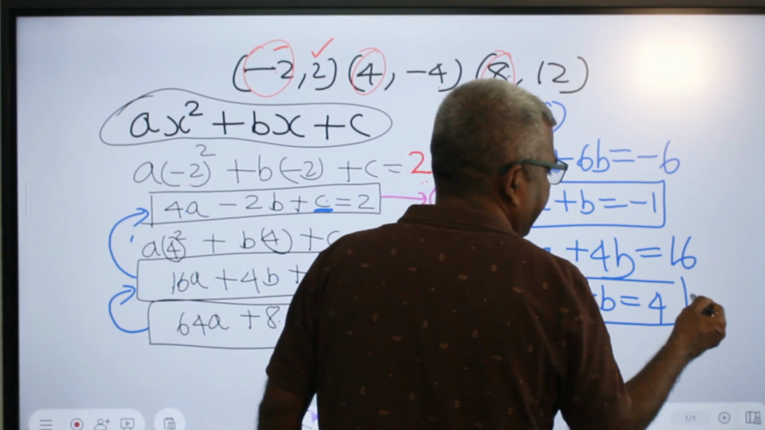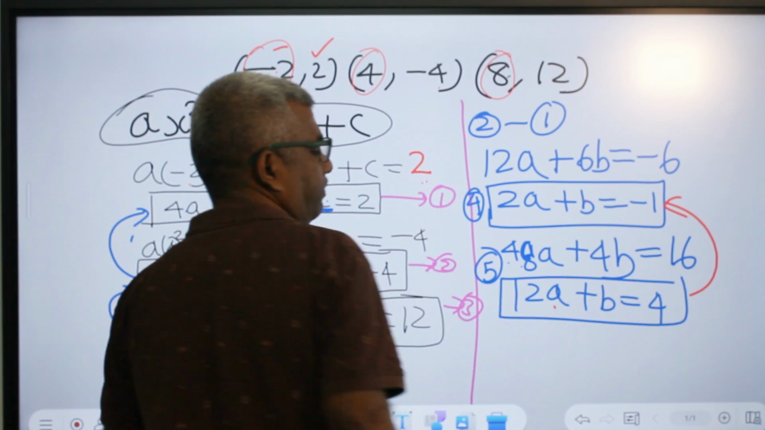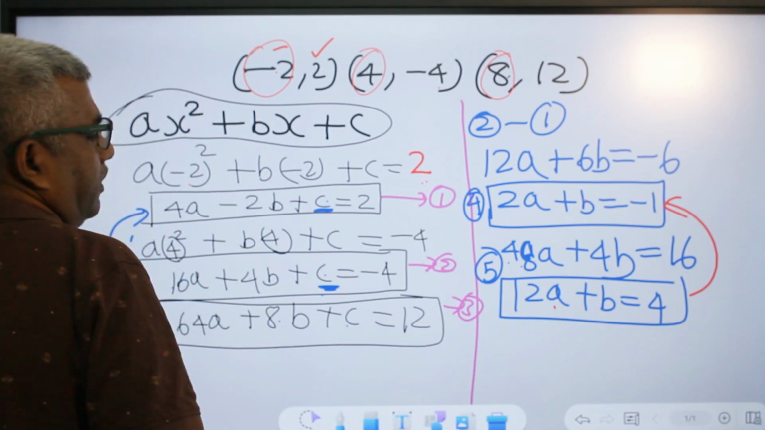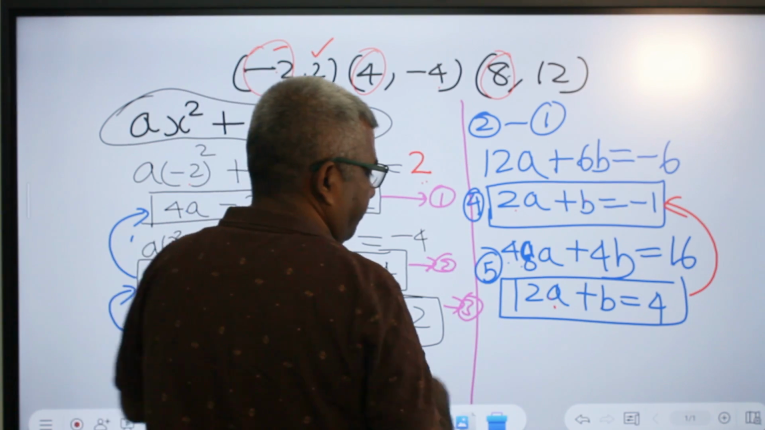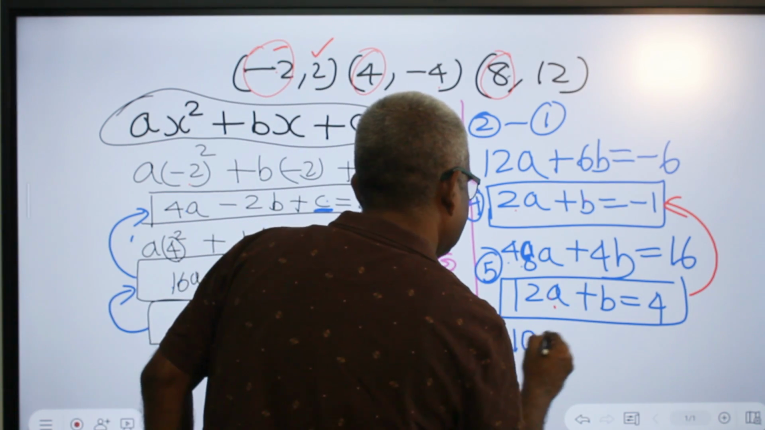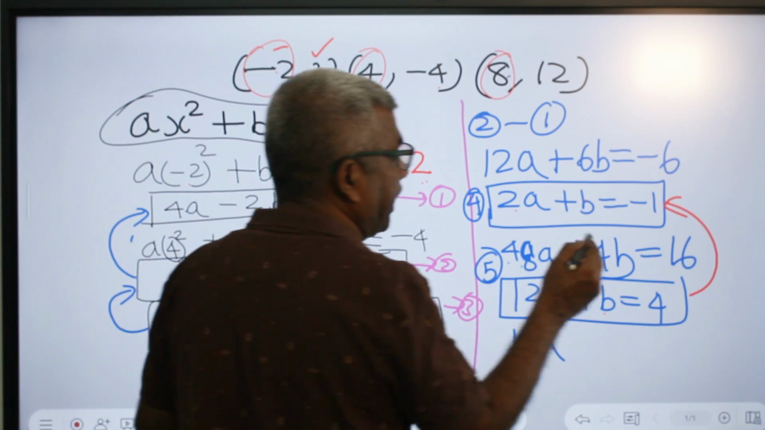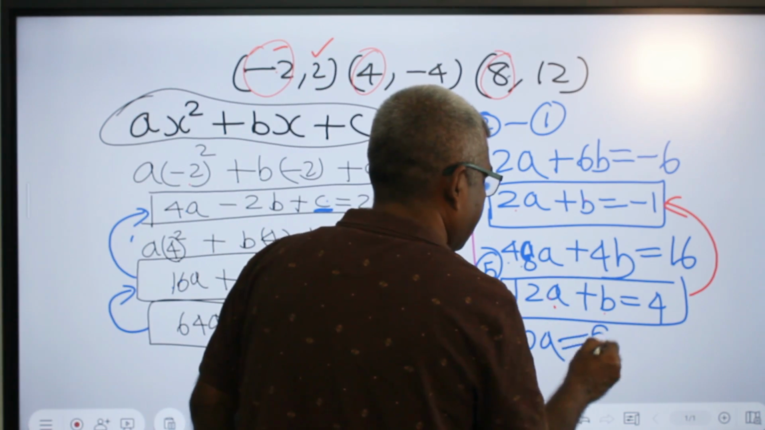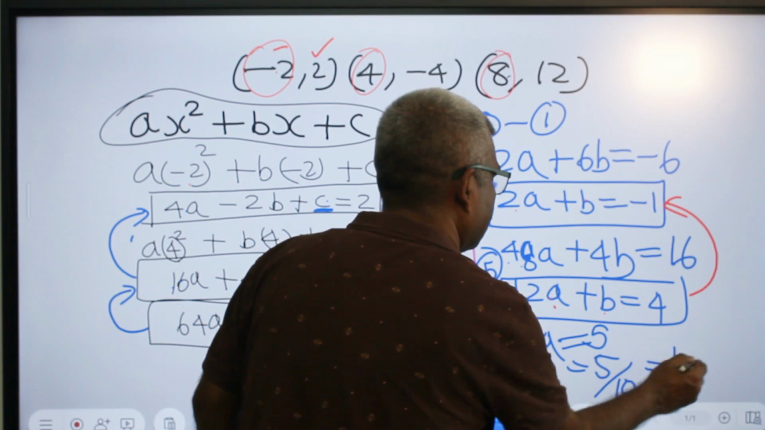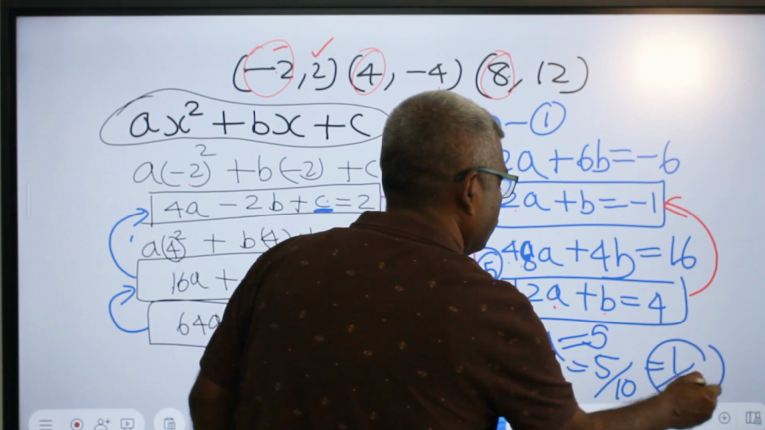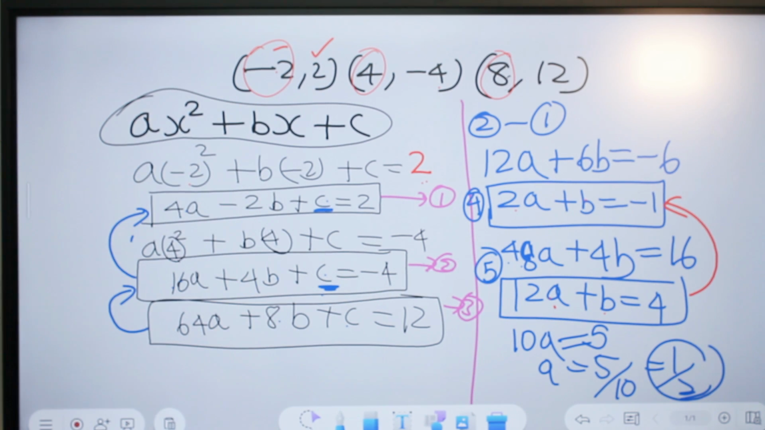Now again the elimination method. Equation 5 minus 4. What will come? 12a minus 2a is 10a. b minus b is 0. 4 minus minus 1 is 5. So a is equal to 5 over 10. a is equal to 1 over 2. Got it? Copy down until now.